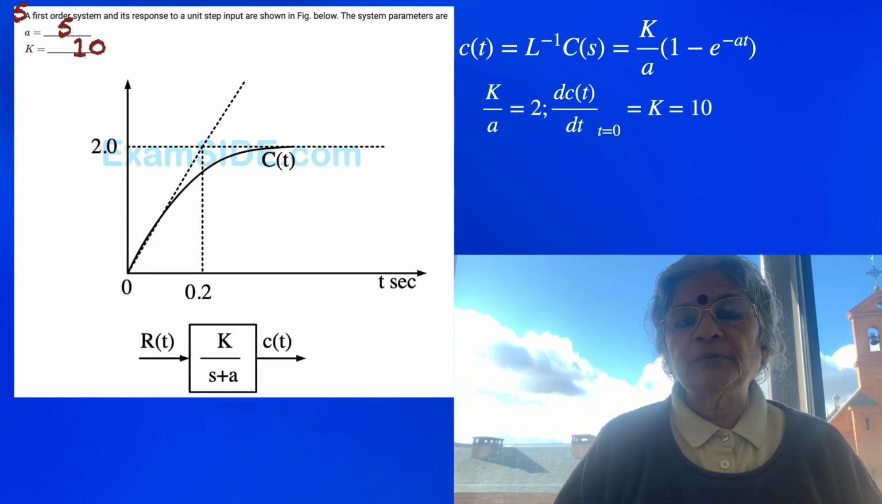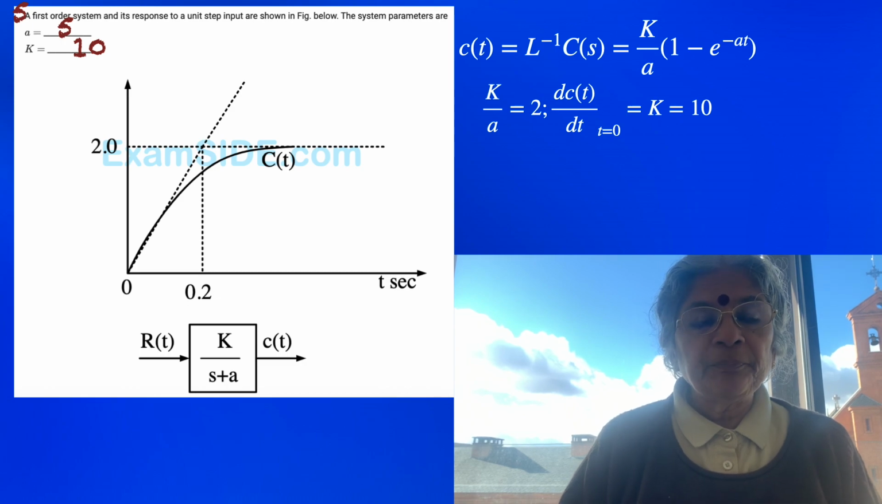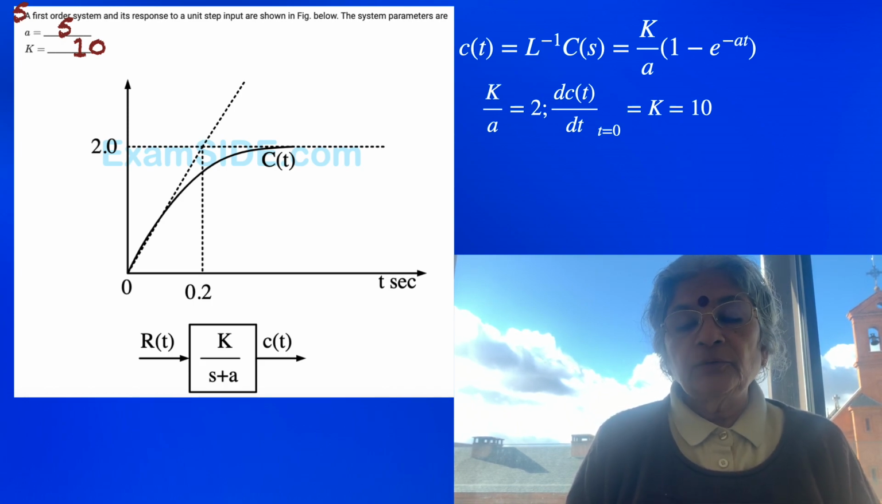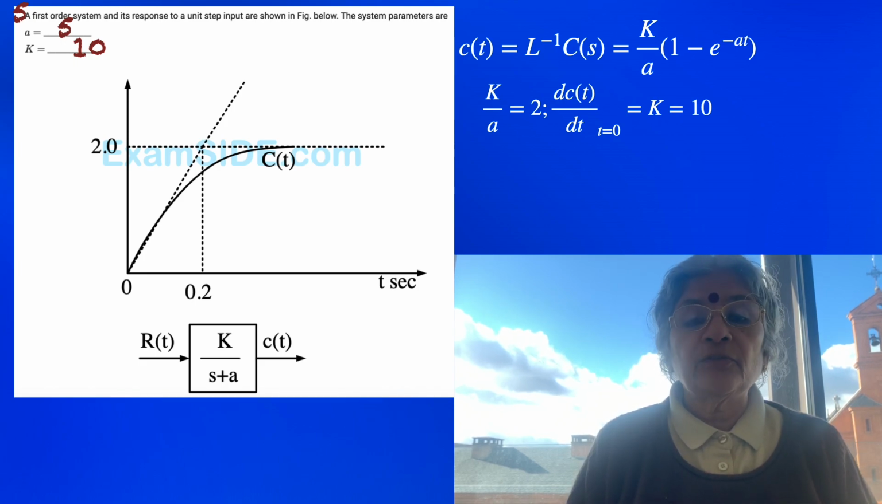So there are two conditions. One is at t equal to infinity, where the output stabilizes to 2. So 2 is equal to, when t equal to infinity, e raised to minus at becomes 0, so it becomes k by a. Okay, so k by a is equal to 2.